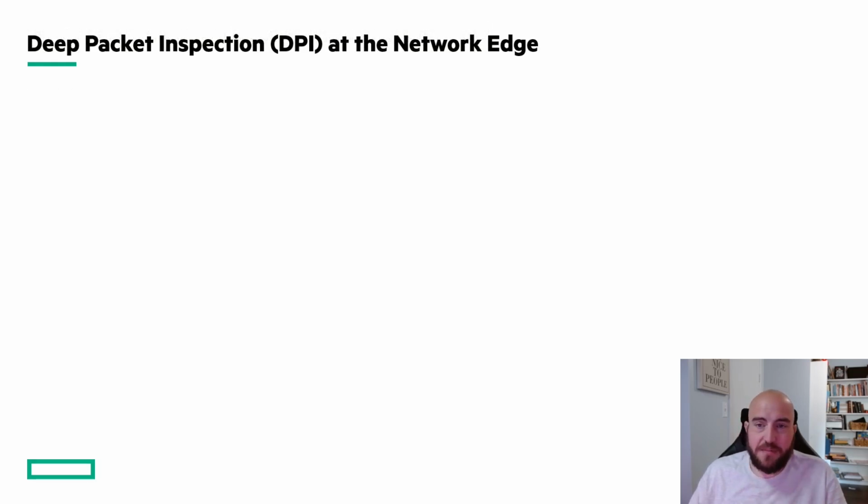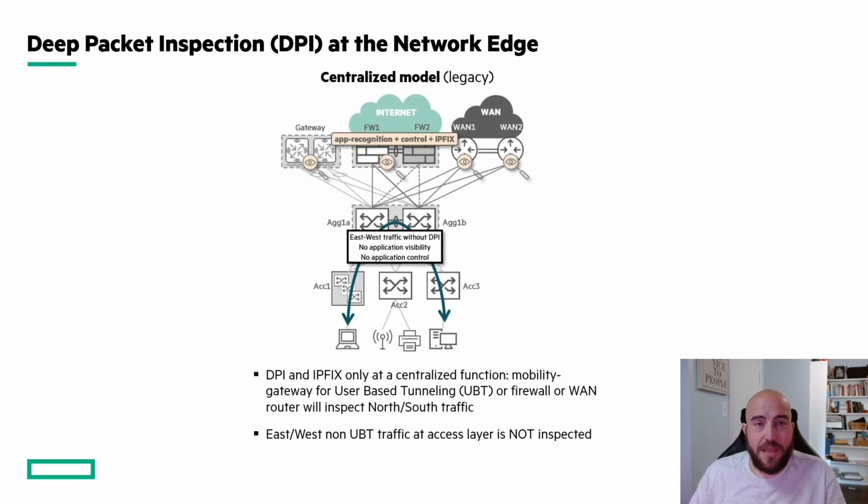So deep packet inspection at the network edge has been a feature that we've offered for a significant amount of time with user-based tunneling, but it does have limitations. As I mentioned, it requires the addition of our Aruba gateways, and user-based tunneling is a little bit more of a complex configuration to get that traffic back there. And within that, there is no support for east-west traffic analysis or for non-UBT wired traffic analysis.